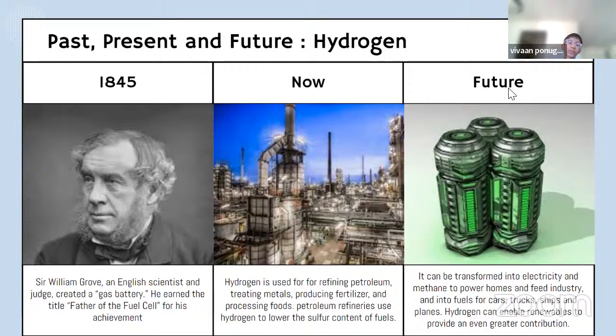Now, hydrogen is used for refining petroleum, treating metals, producing fertilizer, and processing foods. So refining petroleum removes sulfur content so that the oil itself is more pure. Treating metals is for making alloys or removing impurities from metals themselves. Producing fertilizers, they help in the production of fertilizers. And processing foods, they can be used for processing foods.